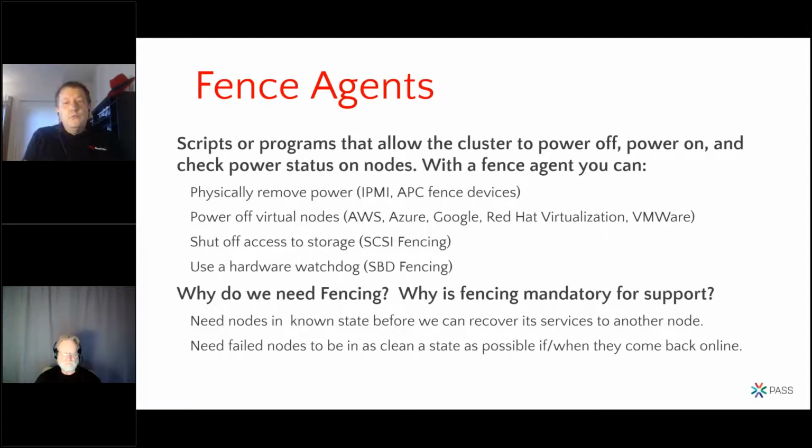Fencing agents are the thing that often confuse people with RHEL HA clusters. And quite simply, there are just a lot of types of fence agents, and knowing which ones to use can often be confusing. So you can physically remove power from a device, and that can do fencing. You can force the device to restart. You can power off virtual devices. So this is what's done in Azure, for example. You can shut off access to storage. So you can use SCSI fencing, or you can just use a hardware watchdog.